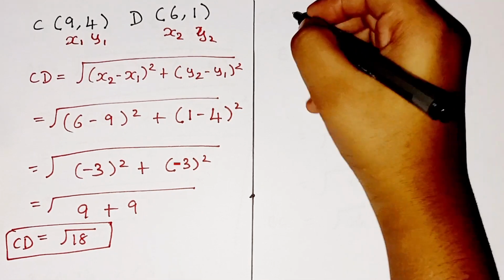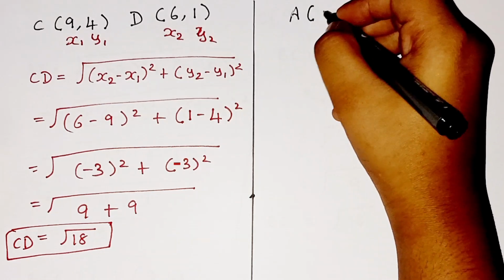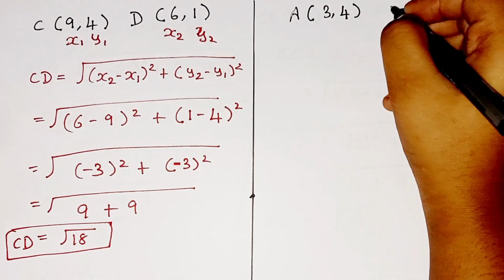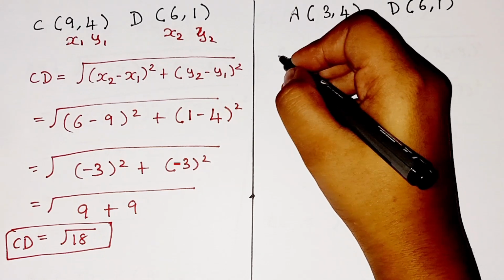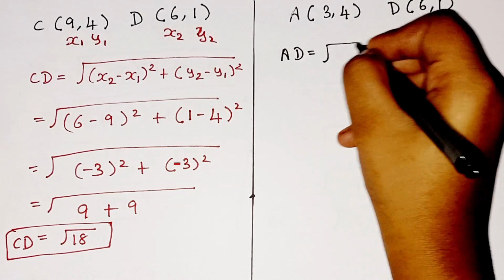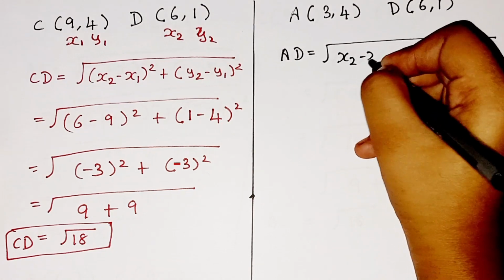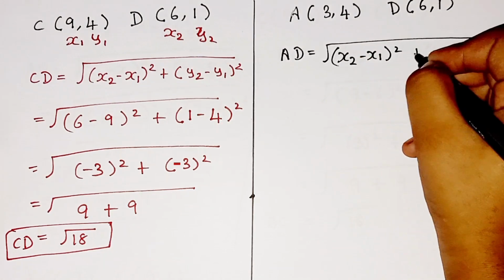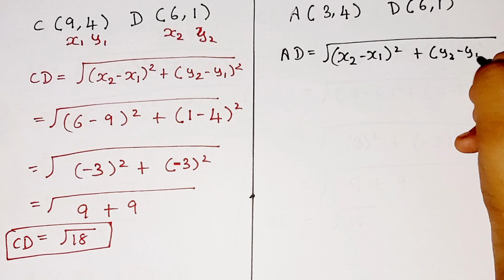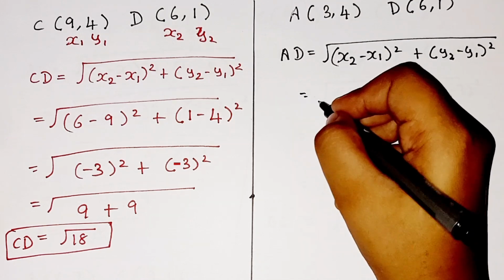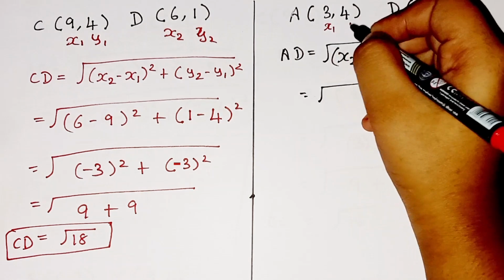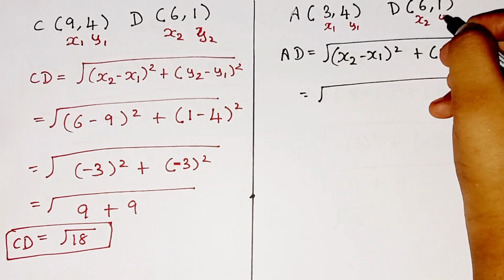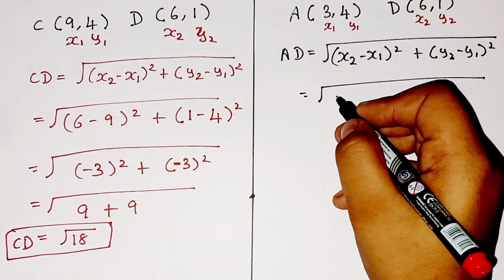Okay, so what is the A value? So the A value is 3, 4 and the D value is 6, 1. So now let us apply the distance formula. AD is equal to root of x2 minus x1 the whole square plus y2 minus y1 the whole square is equal to, so here once again, here this is x1, this is y1, this is x2 and this is y2. Alright, so now let us substitute it.